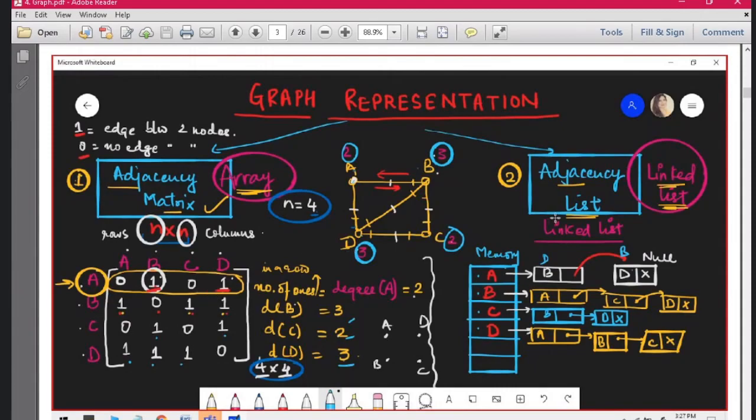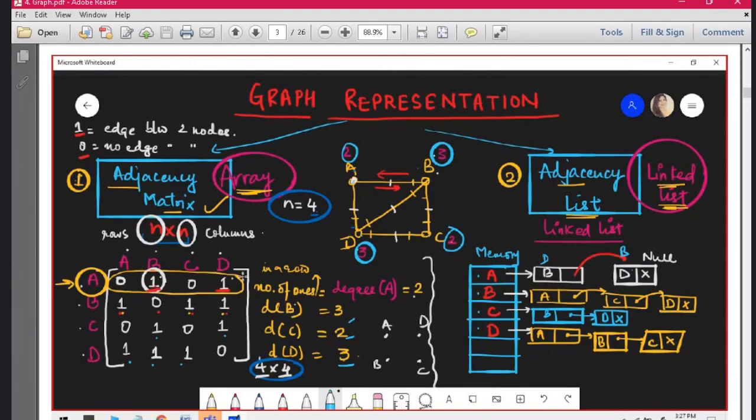Another way is called adjacency list, where we use the concept of linked list. So in adjacency matrix, we use the concept of array, and in adjacency list we use the concept of linked list. Fine. Now how is it represented? In memory, I'm just writing all the nodes A, B, C, D, and whatever adjacent nodes are connected to a particular node will be represented in the form of a linked list.